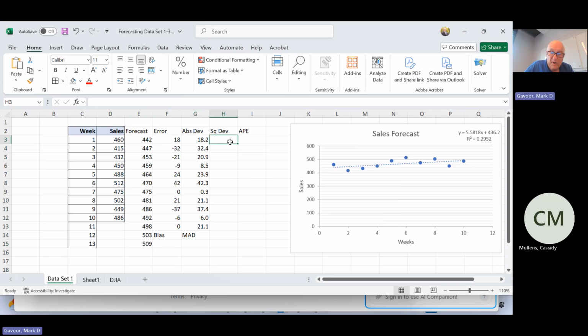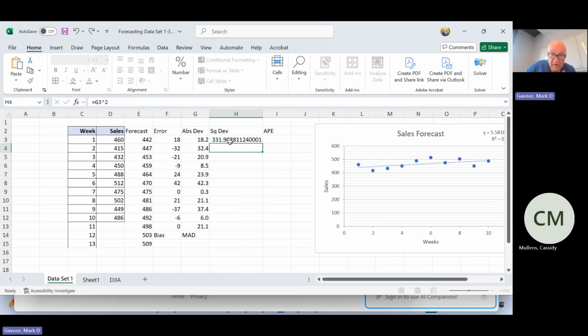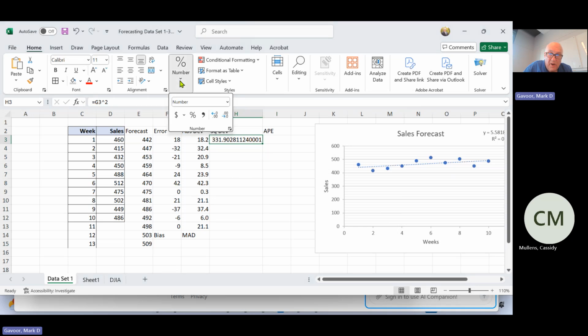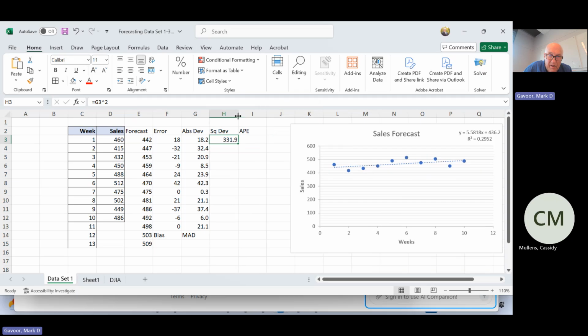How do I square my absolute error? Well, to square it, I just click on 18.2. And how do I get it squared? I can multiply by the same thing, or I can use shift and the little hat thing above the 6 and write squared. Wow, that's a lot of decimal places. So why don't we get rid of all those except one? And then let's close that up. And what do I want to do? I want to bring all this down.